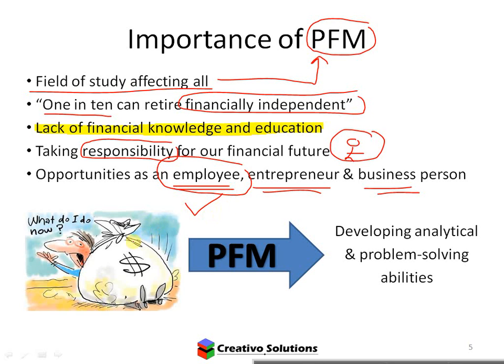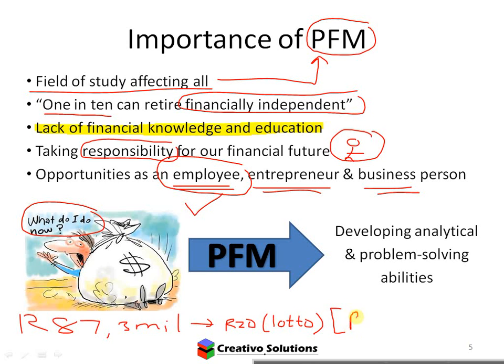Most people don't know what to do when they get a huge amount of capital. Last week, I think it was, there was a person in Limpopo who won 87.3 million rand from a 20 rand lotto ticket that was bought in Limpopo. They won the Powerball jackpot.